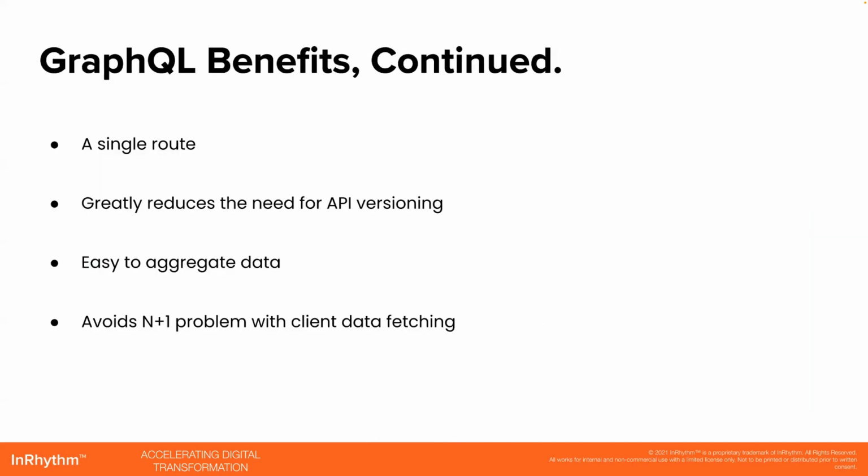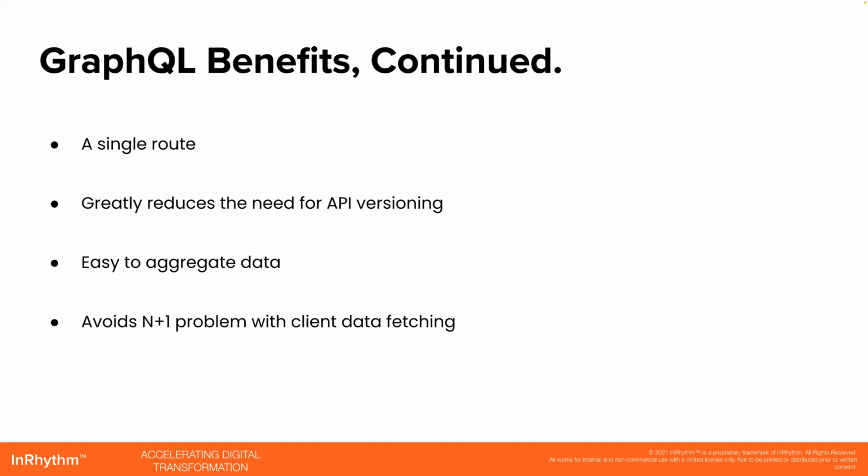Also, we're generally working with a single route. You're just adjusting your query and setting it to the same route. That's way different than having to think of resource URLs with REST, managing them. Just one. We're just going to work with one route. It greatly reduces the need for API versioning.